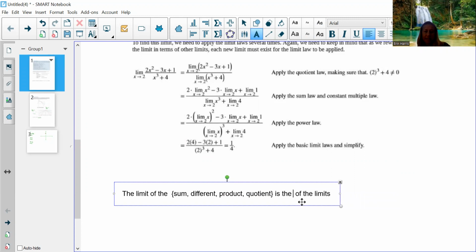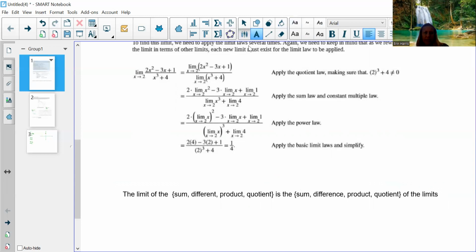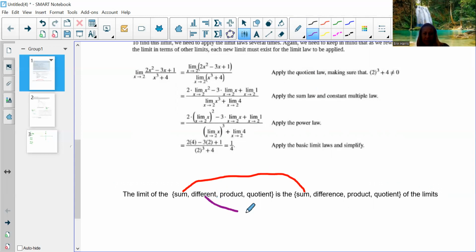Okay, the limit of the sum is the sum of the limits. The limit of the difference is the difference of the limits. The limit of the product is the product of the limits. And the limit of the quotient is the quotient of the limits. Okay, so I wrote this only once, and so it would read like this, right? The sums would go together. The difference, oh, that should say difference, not different, but I'm not going to change it. The product and the quotient.